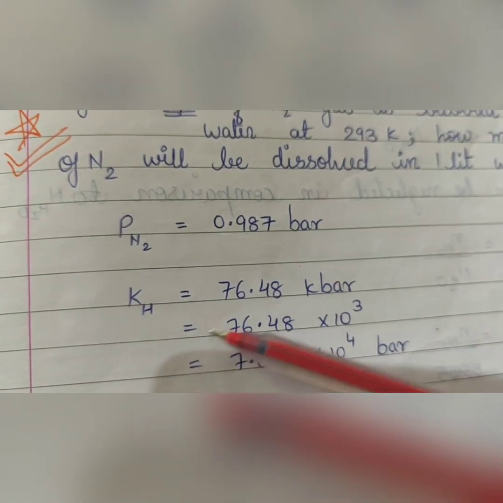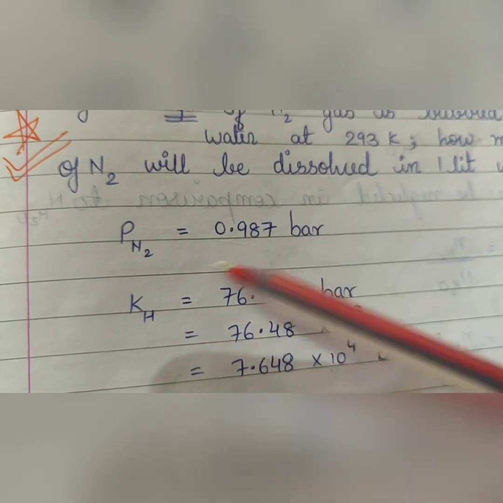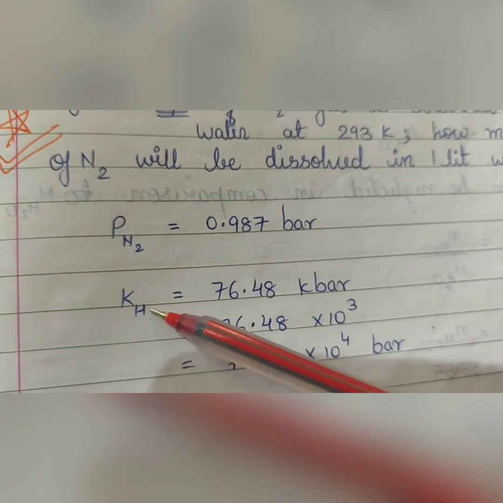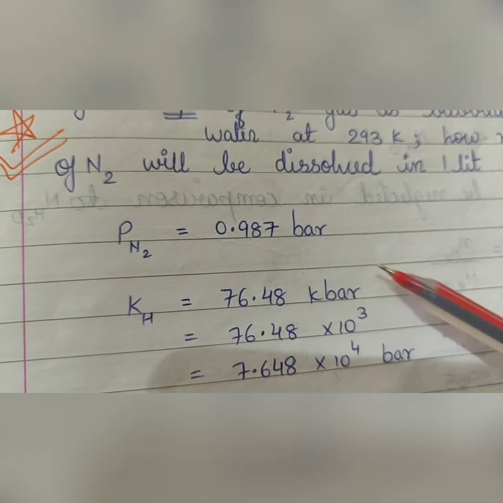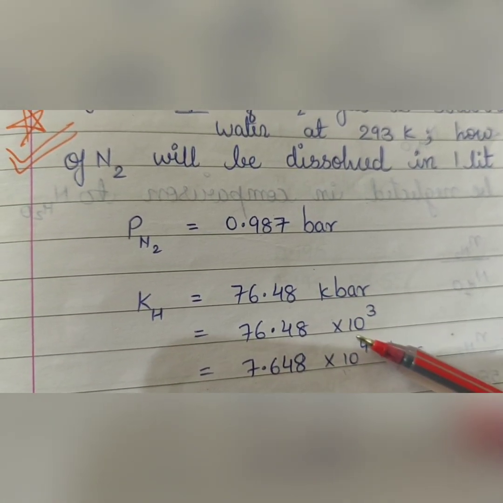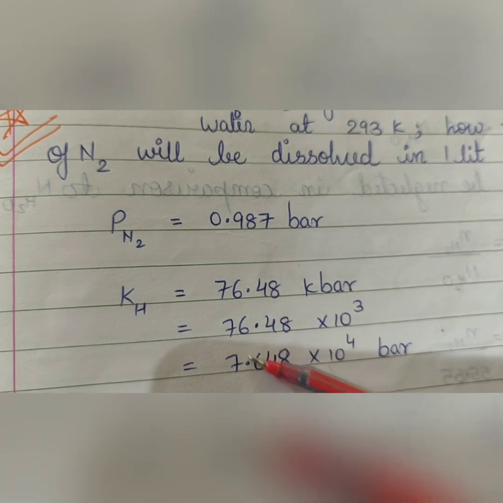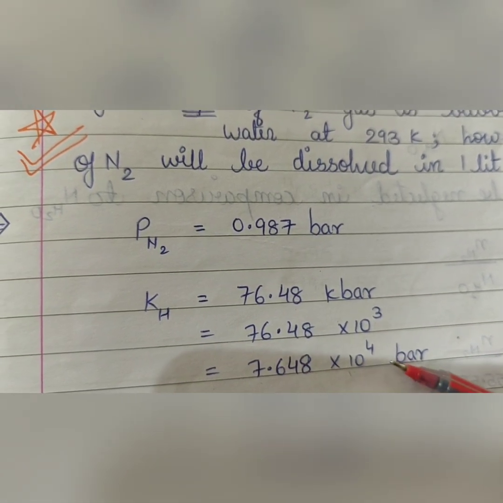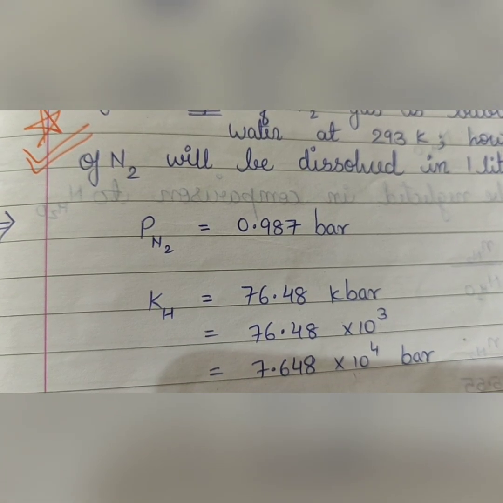So according to the question, partial pressure is given. We have put up P of N2 is equal to 0.987 bar. Henry's constant is given to us as 76.48 kilobar. Kilobar means 10 raised to 3 bar. On converting it to significant figures, we get 7.648 into 10 raised to 4 bar.